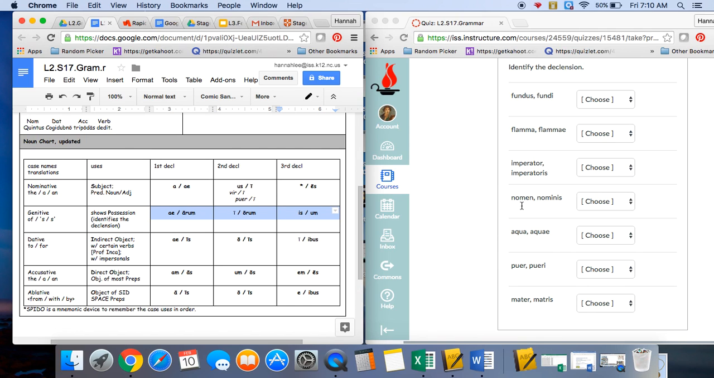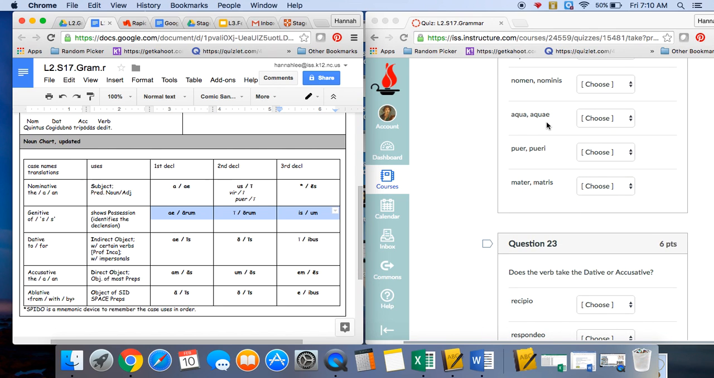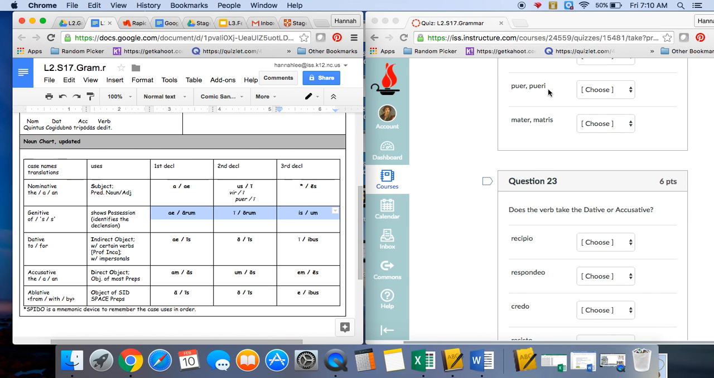Nomen doesn't tell us the declension. Nominis does. It has the IS ending. IS over here for the genitive means it is third declension. Aqua is the next one. This is an AE word. AE words are first declension. The next is puer. Puer is an I word. Since it's an I word, I's belong to, look on the left-hand side, second declension. Mater is also an ER word like puer, but look at the second spelling, it's genitive. The genitive spelling on this word is IS. IS in the genitive spelling means, over here on the left-hand side, it means third declension.